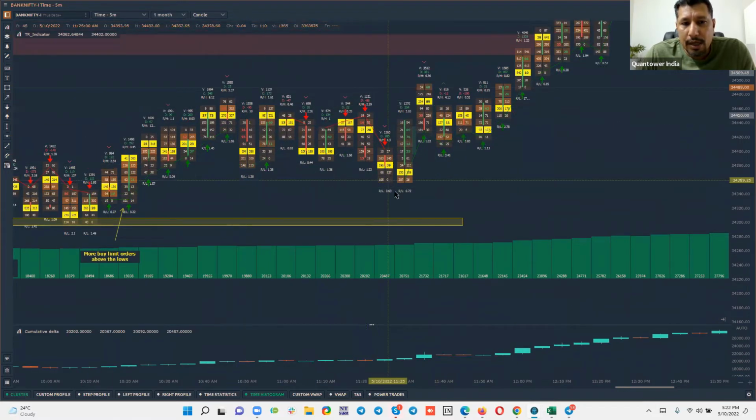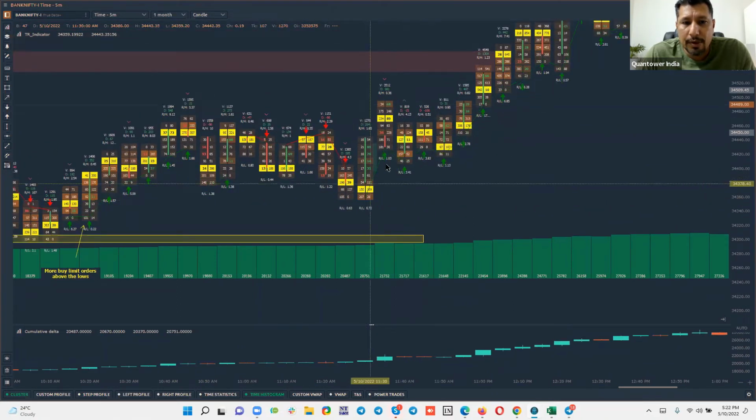The market did a swing low out here. So again, you can see that here also nothing would have happened, because we want to see 3 consecutive point of control from the lows or highs of the day.